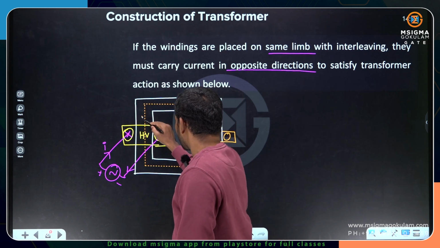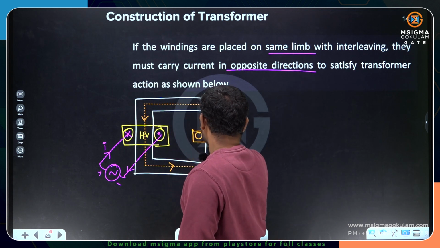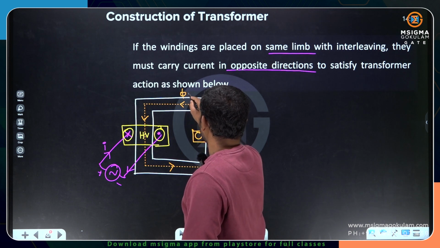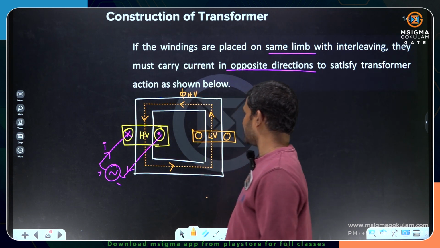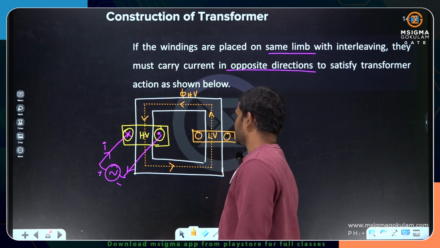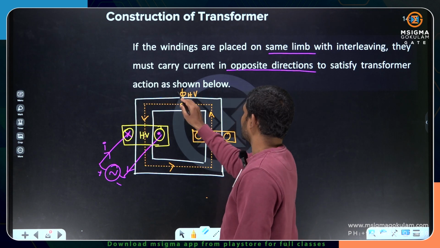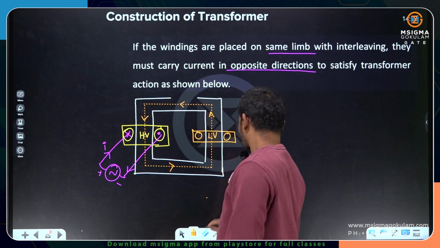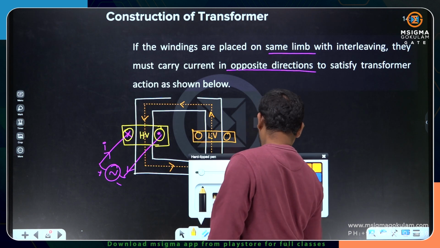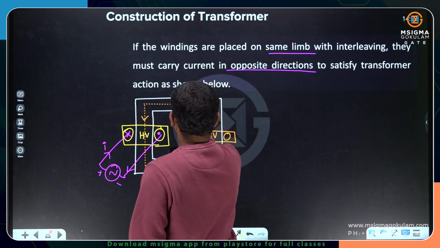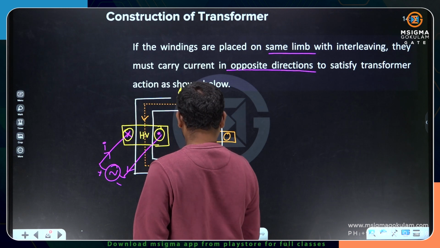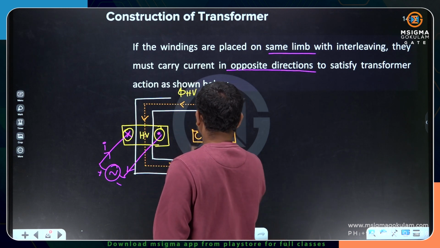So this is my high voltage winding flux lines direction. This is my phi HV. Maybe phi HV, let me mention with the other color, yellow color. Okay, this is phi HV. Alright.